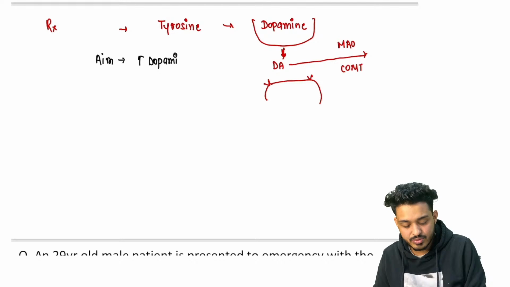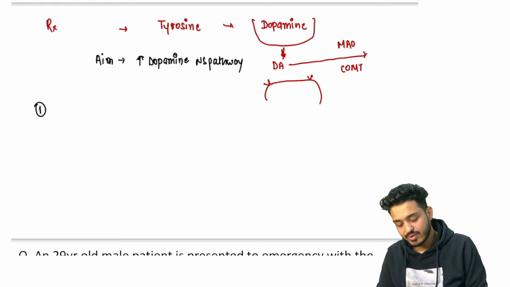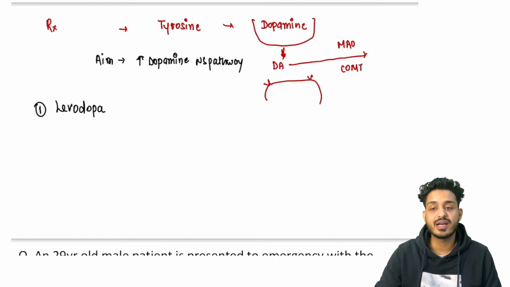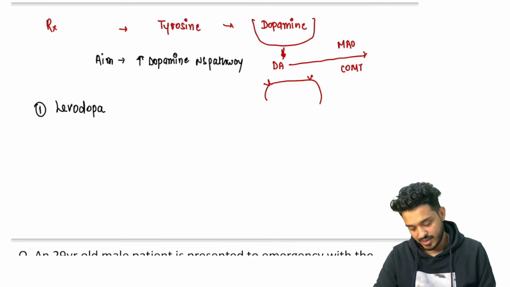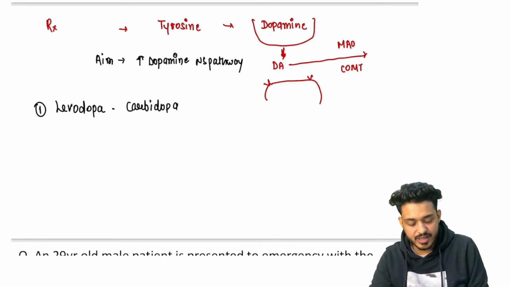We just need to increase the dopamine in the nigrostriatal pathway. This is our aim. So how can we increase that dopamine? First thing, we can give a drug which is just like dopa, just like dopamine. That is going to be your levodopa. We are giving it with carbidopa. Carbidopa is a dopa decarboxylase inhibitor.